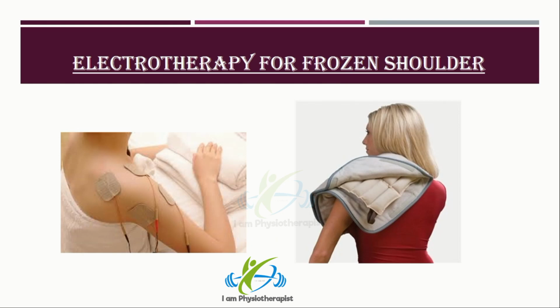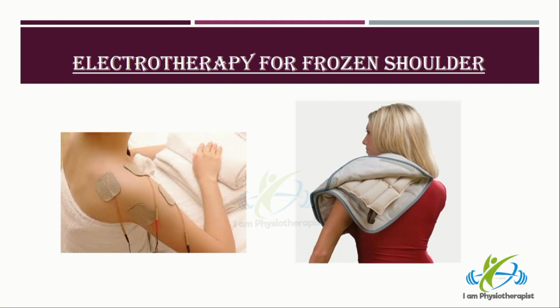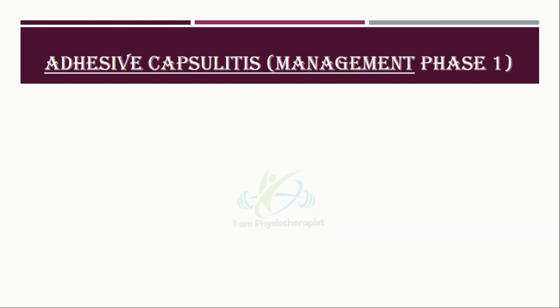Electrotherapy for frozen shoulder. Modalities, such as hot packs, can be applied before or during treatment. Moist heat used in conjunction with stretching can help to improve muscle extensibility and range of motion. The application of a TENS machine was shown to reduce pain and increase range of motion.